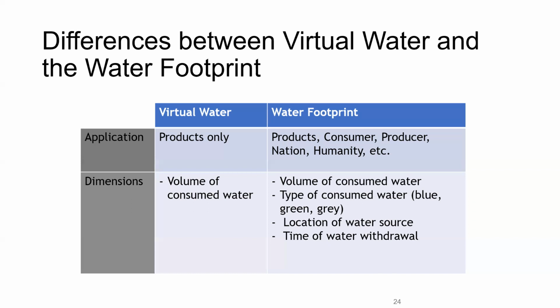But in case of water footprint, we are covering everything. We are including product, consumer, producer, nation, humanity, etc. Every direct and indirect use. In virtual water, it is only direct water consumption in production per ton. But in water footprint, we have to include the water consumed by the people who are working, the water consumed by the green belt, irrigation, dust suppression, cooling towers, whatever utilities are there, even the visitors. Everything we have to calculate in the water footprint. The dimensions are the volume of consumed water, what type of water source, blue, green, and gray, location, and time of withdrawal.